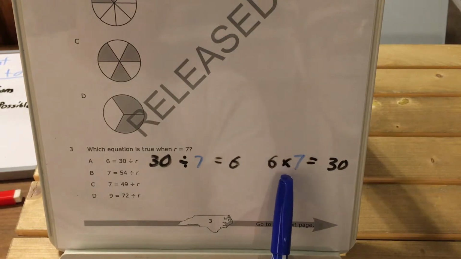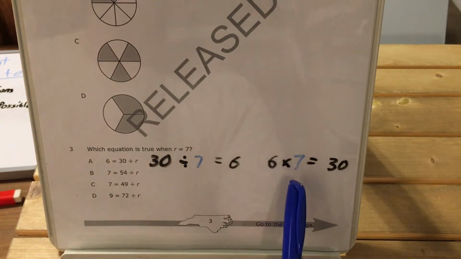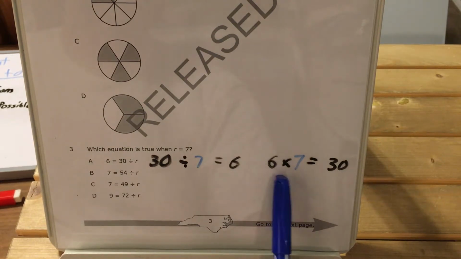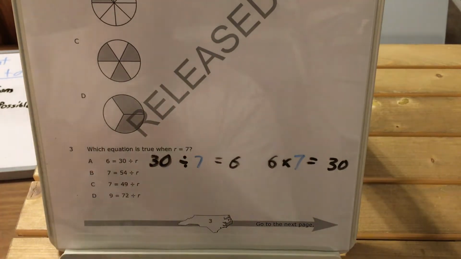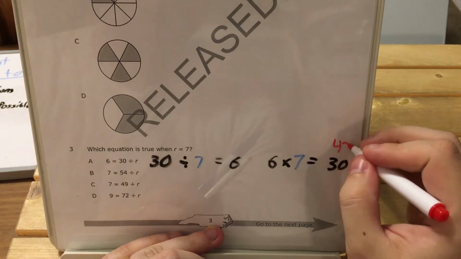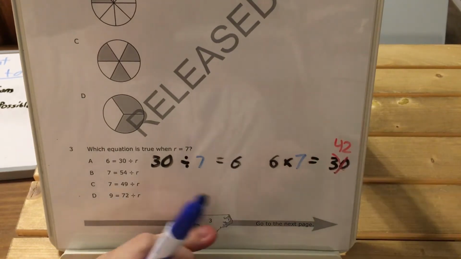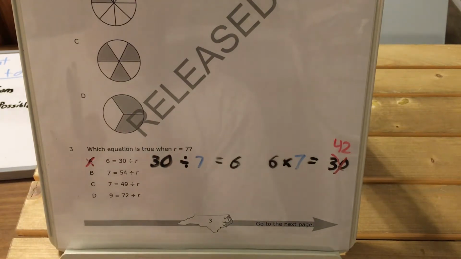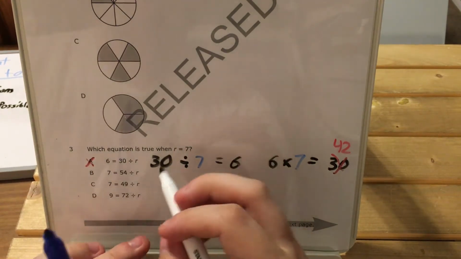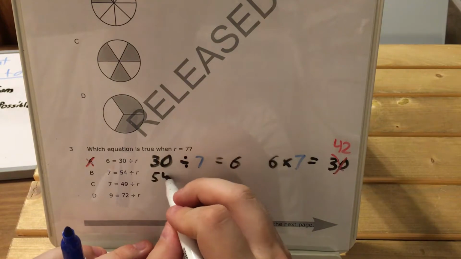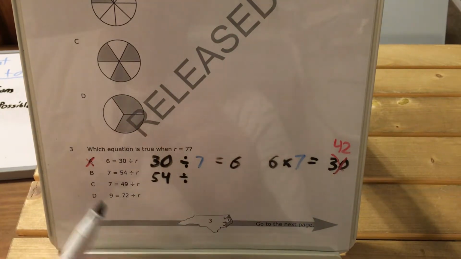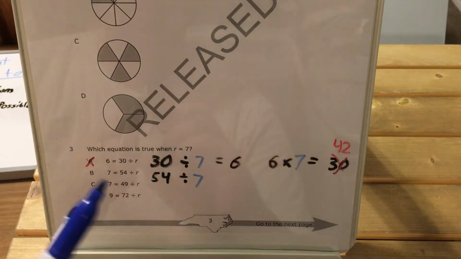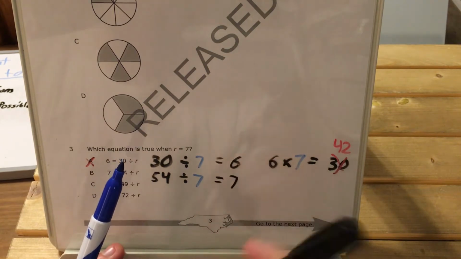Now, if you know your times tables, and that's going to be something else you need to know here, but it's one of the more background skills, this actually comes out to equal 42. Not what we were looking for. Therefore, it can't be choice A. So I'm going to use that same idea, that same principle of testing for choice B, and I'm going to see if 54 divided by 7 equals 7.